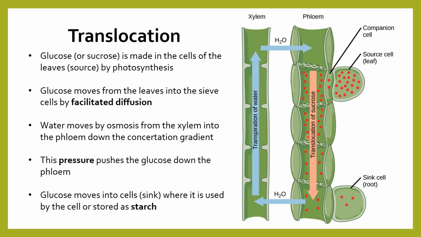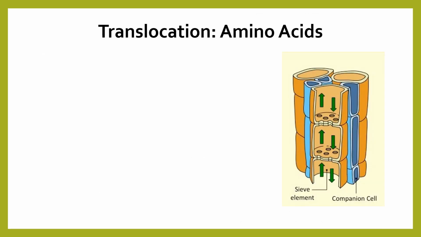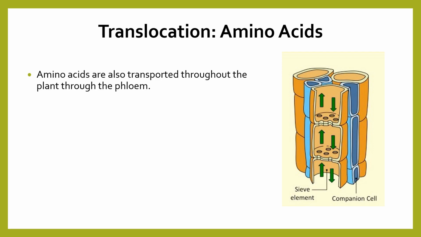It moves through the phloem via facilitated diffusion and the pressure that transpiration creates in the xylem, and this pushes it down to the sink cells where it is used or it is stored as starch. Translocation doesn't just move glucose, it can also move other substances such as amino acids, and in this case these amino acids come from inorganic nitrogenous ions in soil.